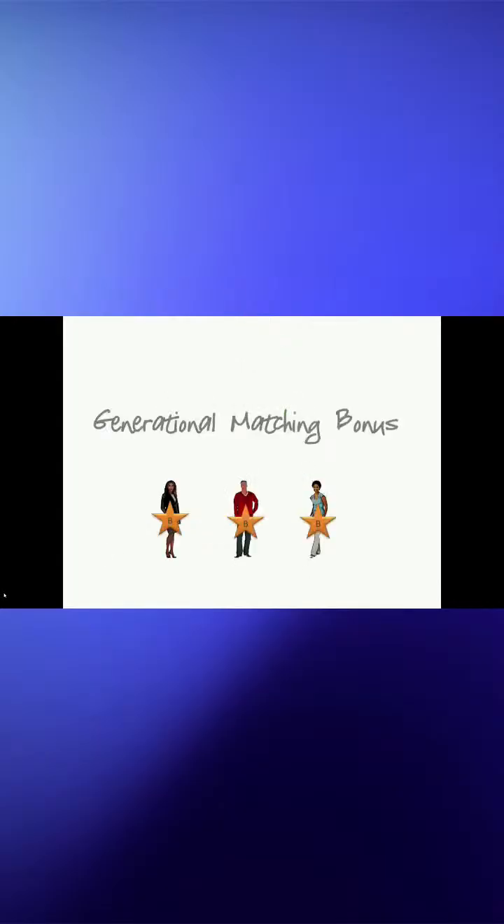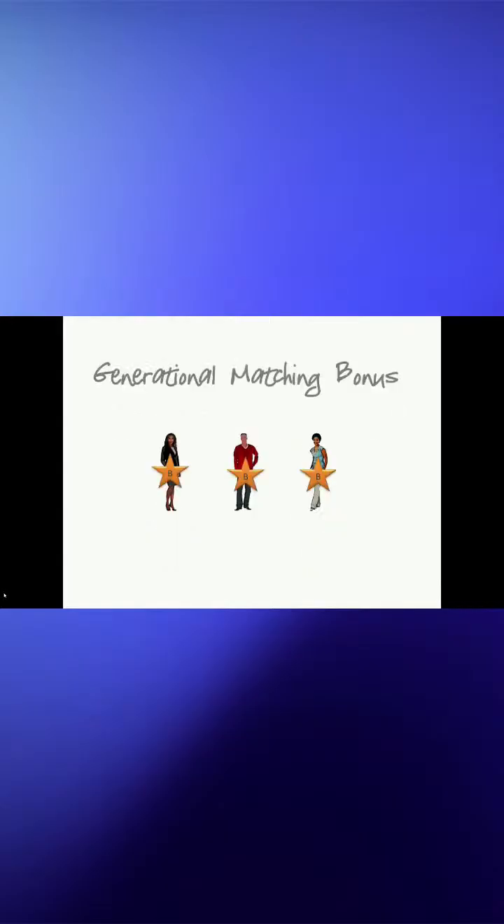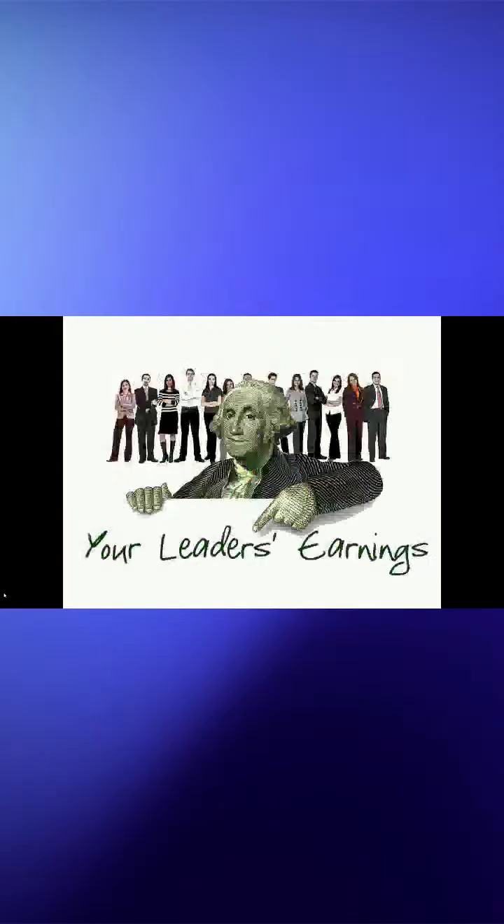All right, let's move on to the generational matching. Now, in the previous bonus, you were paid on product consumption, on the total sales in your group. In this bonus, you are paid on your leaders' earnings. So you're paid on the success of your people. They earn a commission, but based on what they earn, you get an additional percentage match. And here's how that works.